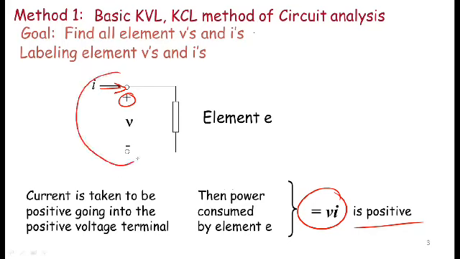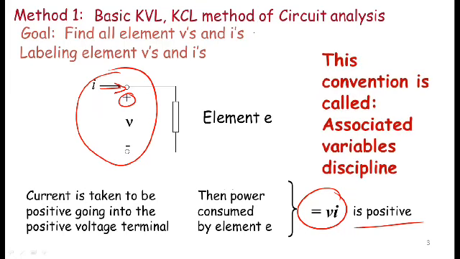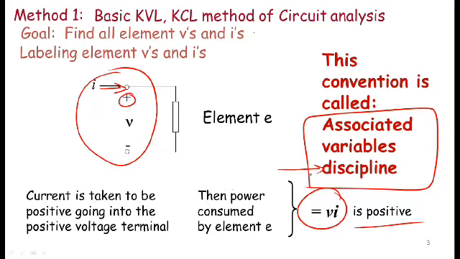So this convention of assigning voltages and currents as your branch variables is called the associated variables discipline. And again, as with all disciplines, it's something we impose on ourselves. It's a convention, okay? We just follow this convention to simplify our lives and to reduce the chance that we're going to make mistakes.